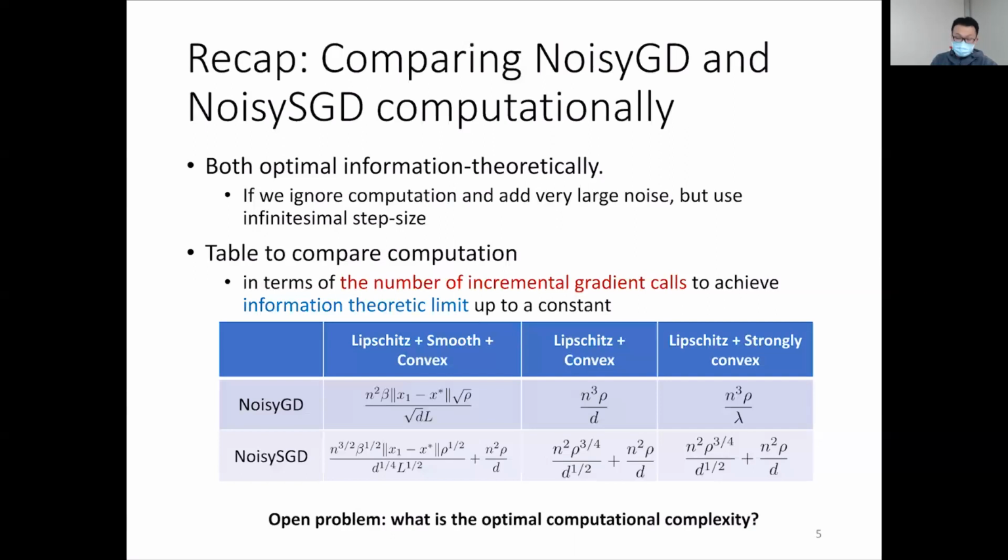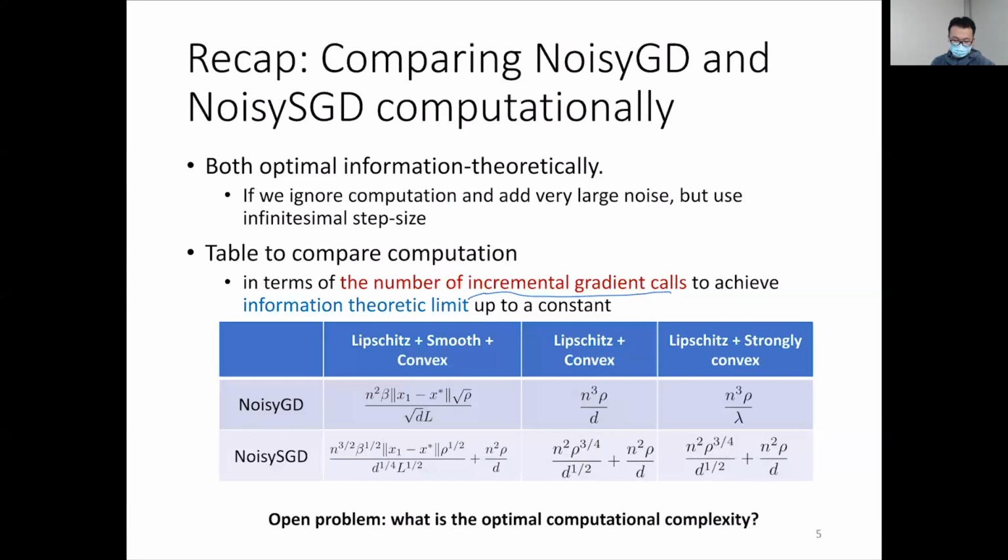We did a computational analysis of these two algorithms in the last lecture. We've seen the computational complexity measured by the number of incremental gradient costs, which is the one evaluation of the gradient of one particular data point. If we treat that as constant time, then these are the total computational complexity of these algorithms for achieving the information theoretic limit up to a constant, in big O notation. We can see that generally noisy SGD improves over noisy gradient descent.